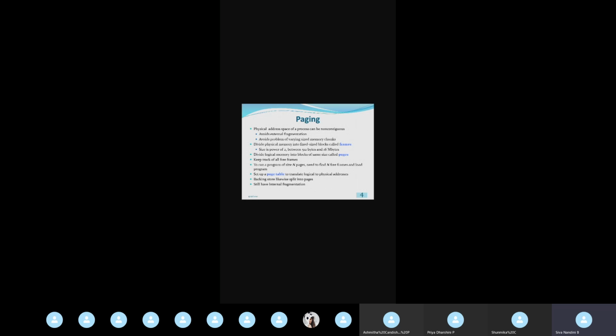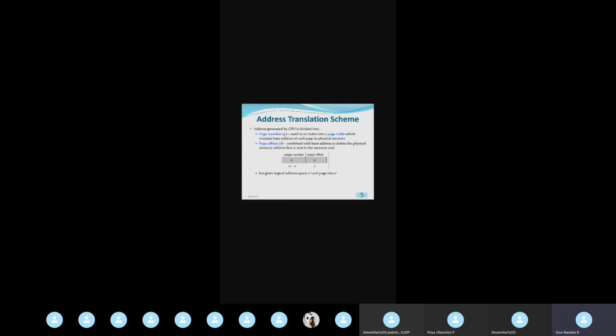So in the segmentation concept, we have divided the whole program into segments. In this paging concept, the physical memory is divided into fixed size blocks that are known as frames.